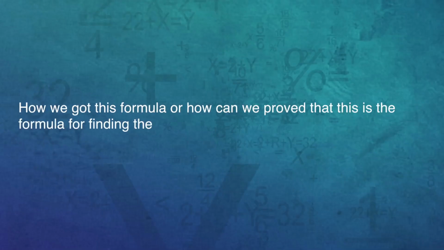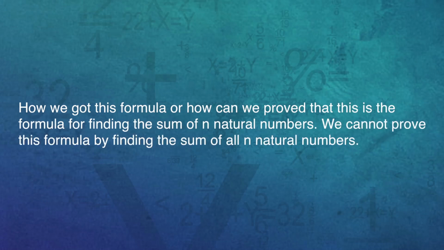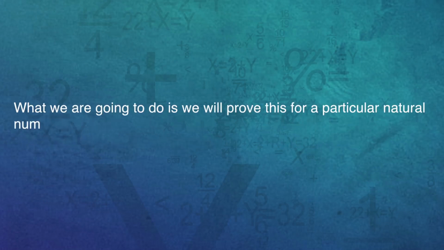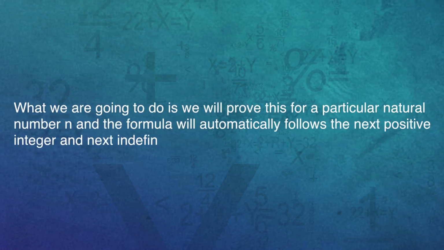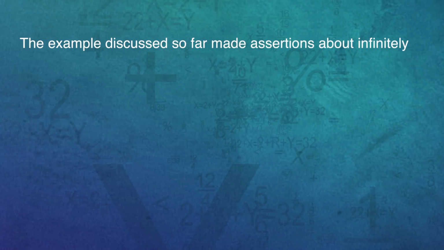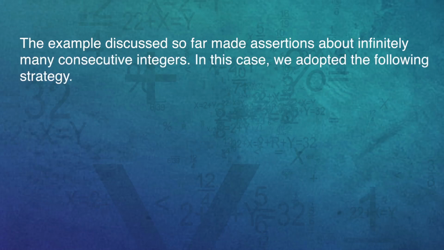How did we get the formula, or how can we prove that this is the formula for finding the sum of n natural numbers? We have to have a concrete proof, right? We cannot prove this formula by finding the sum of all n natural numbers. What we are going to do is prove this for a particular natural number n, and the formula will automatically follow for the next positive integer and so on indefinitely. The examples discussed so far made assertions about infinitely many consecutive integers.